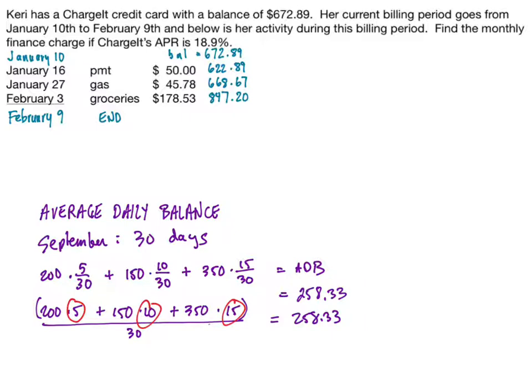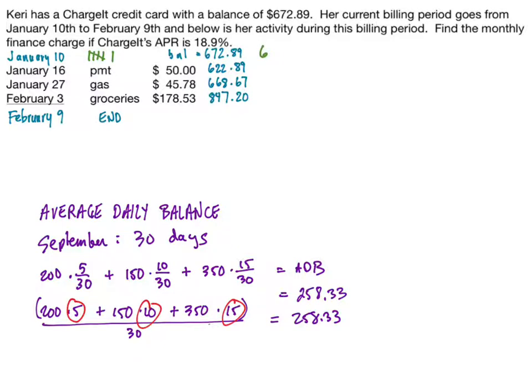So let's calculate the number of days between January 10th and January 16th. An easy way to do it is just to do by tally marks. So start out with the 10th and just tally mark up. Don't include 16, because on the 16th, the balance changes. So it's really only going to stay at this $672.89 for the 10th up to the 15th. So if we tally mark those off, we'll get a tally mark for the 10th, 11th, 12th, 13th, 14th, and 15th, which really turns out to just be 6 days. So the number of days at that first balance is 6.